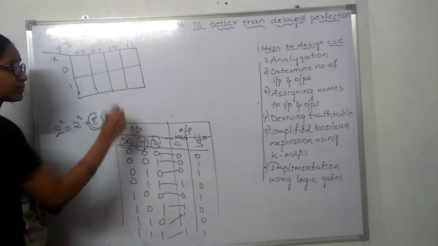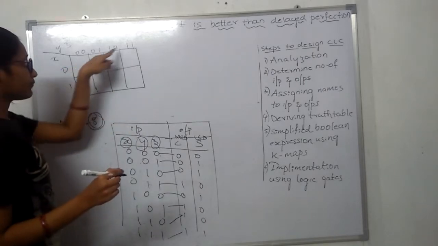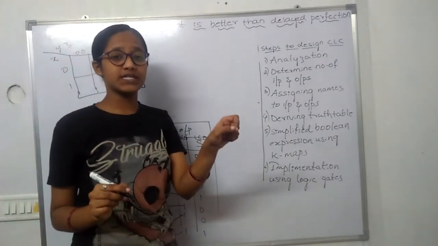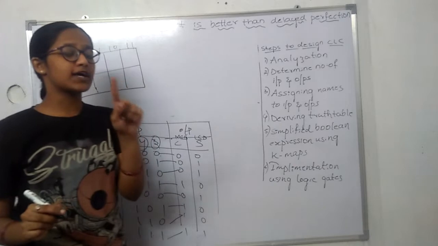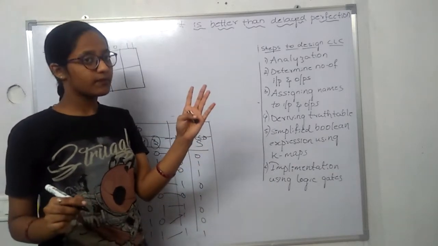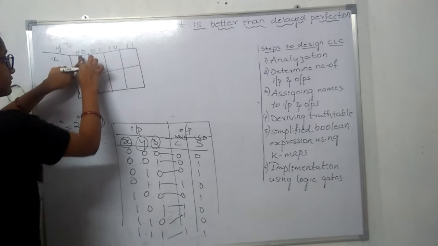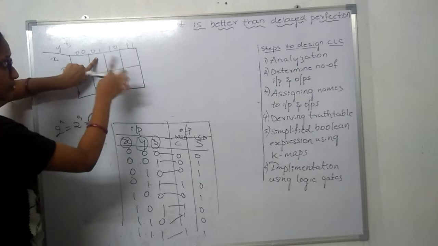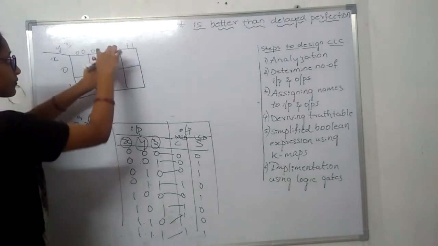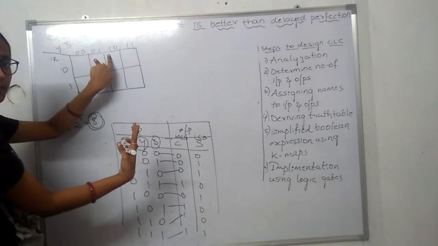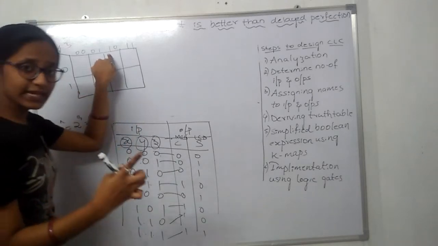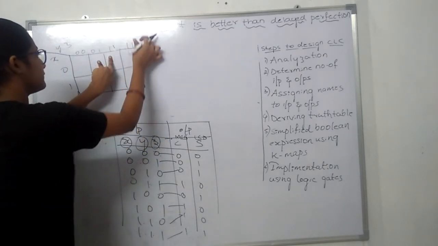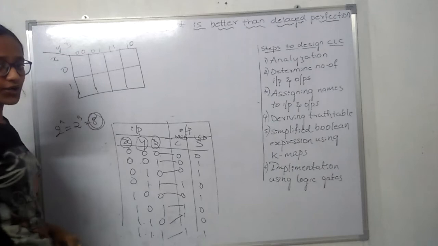Because in a truth table, we have one condition that the representation should be in gray code, which means a 1-bit change code. Only 1 bit has to change to its adjacent cell. Here 0 0, fine. 0 1, only 1 bit is changed, 0 changed to 1. But here, 2 bits are changing at a time. In a gray code, only 1 bit has to change. So it is 1 0. Hope you understood.